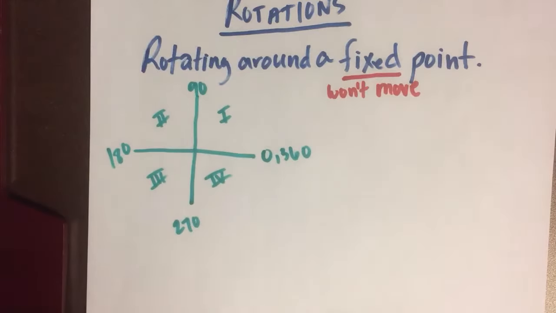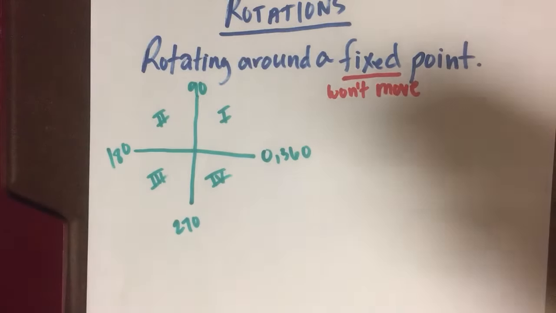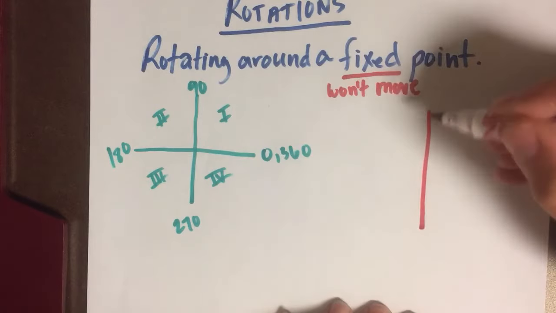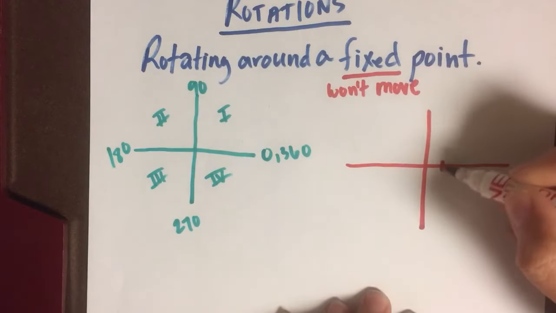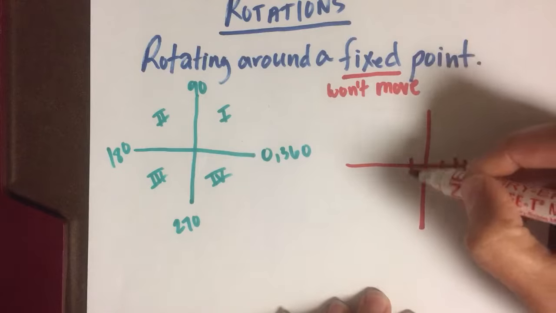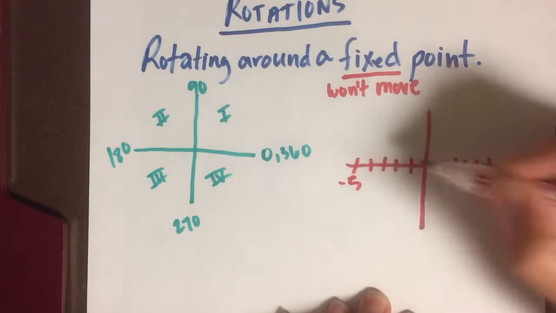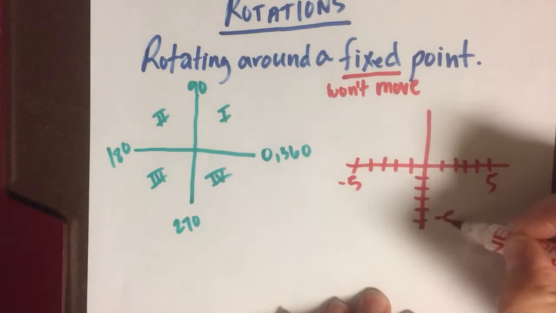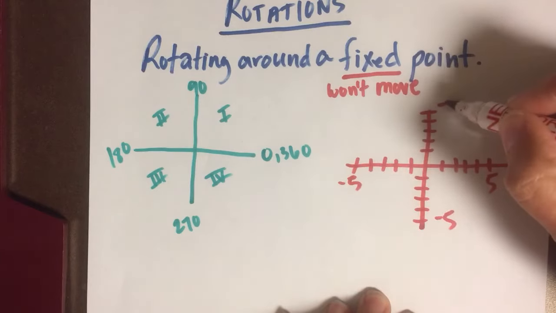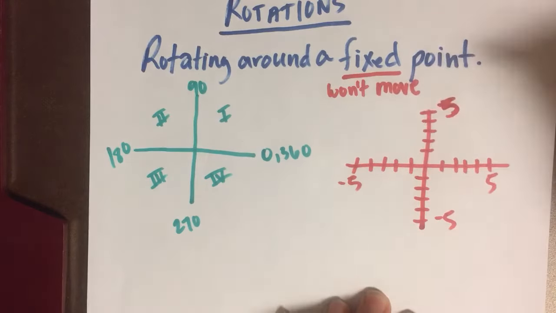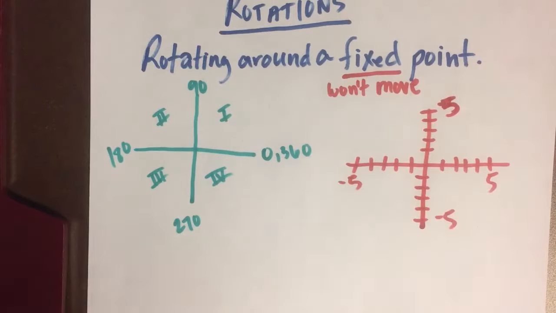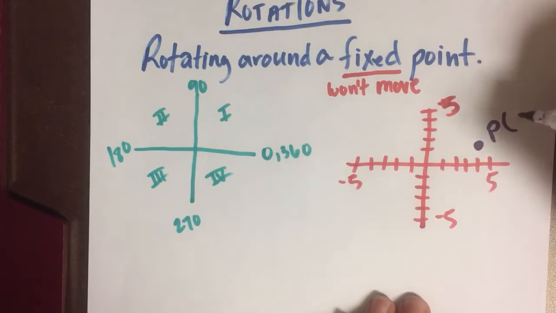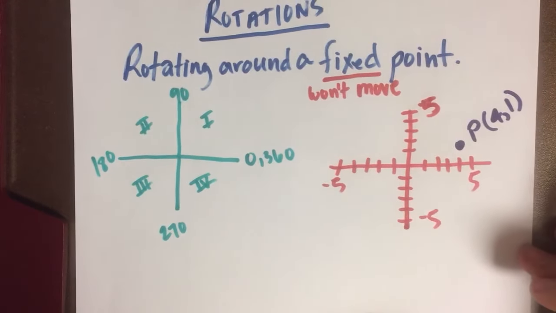All right, so the first one, I'm going to draw a graph. I'm going to label my grid 1, 2, 3, 4, 5, and 1, 2, 3, 4, 5 in the negative direction. So I've got my coordinate plane now. I've got my X and Y. I'm going to stick a point on here. I'm going to make that point right there. And I'm going to call that point P, and that will be at 4, 1. That's going to be our first point.